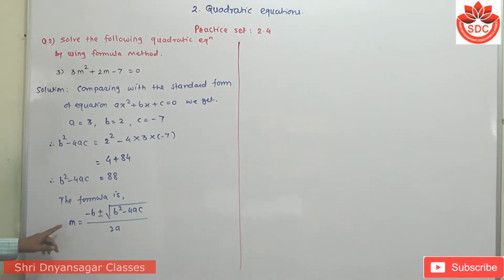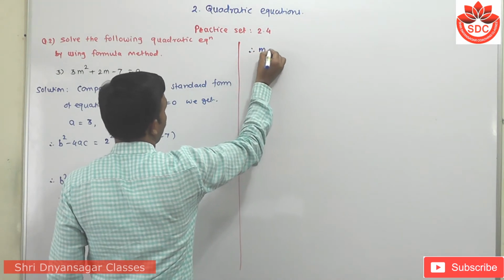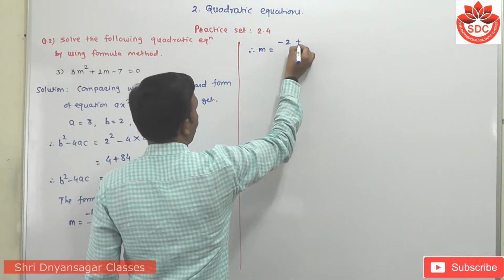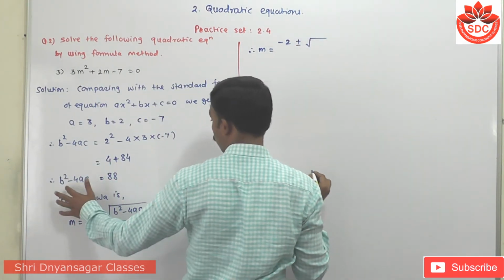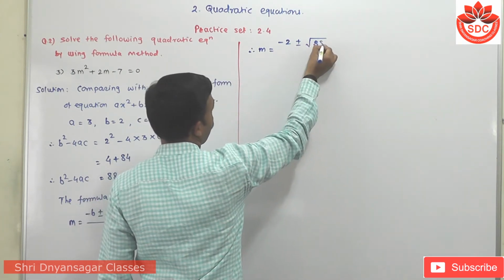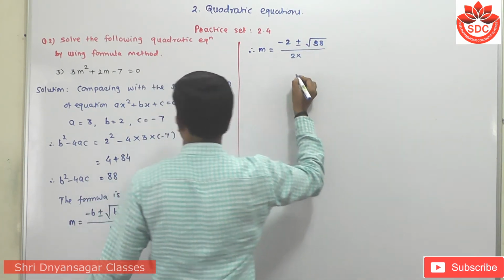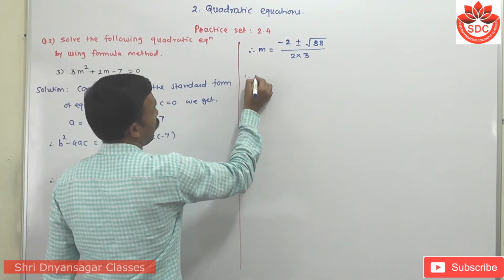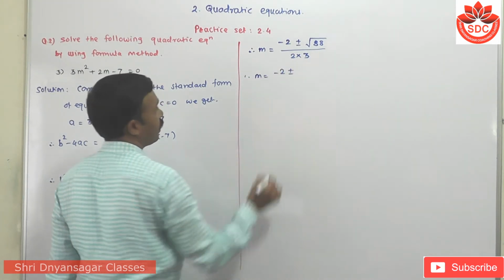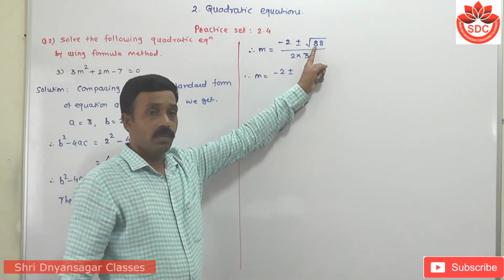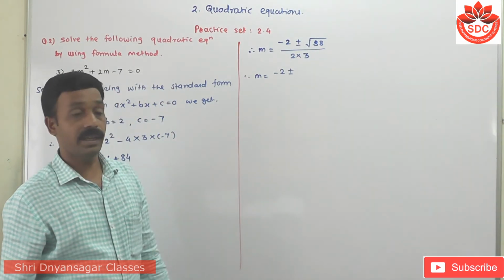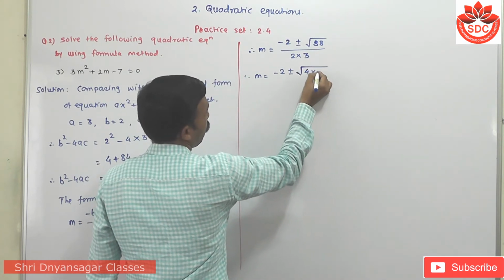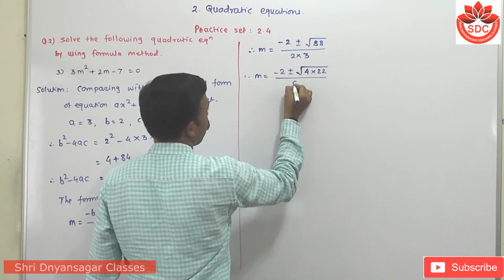Then we substitute the values. m is equal to minus the value of b, which is 2, plus minus under root of the value of b square minus 4ac, which is 88, upon 2 into a, which is 3. Then m is equal to minus 2 plus minus. Student, we cannot take its square root, but we have to simplify this 88. By simplification it is 4 into 22, upon 3 2s are how much? 6.